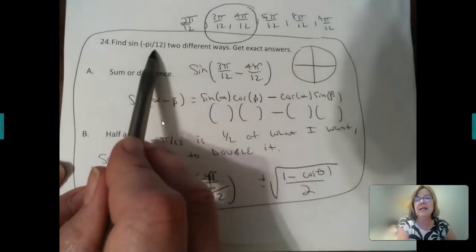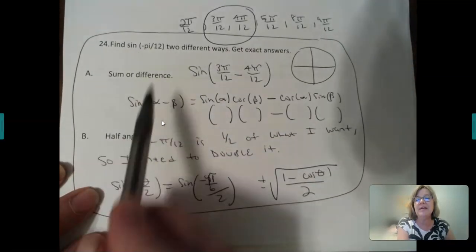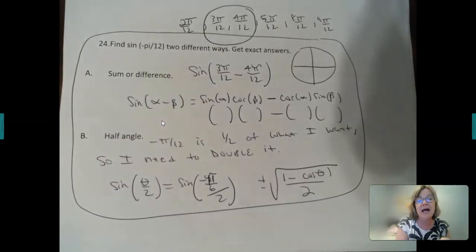Half angle, notice again, why do we call it the half angle? Because negative pi over 12 is half of something that I know are in the unit circle. So I need to double it because what I have is half. So the name comes from the fact that what you have is half of what you want. What you want is double that. So you double it to use a trig identity.